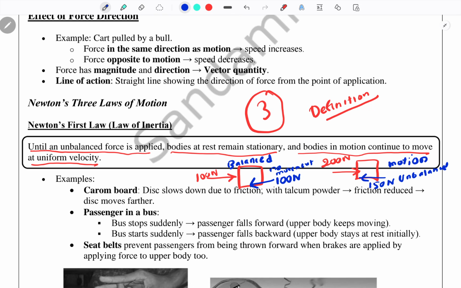You are giving 200, but this flow can only give 150 Newton. So what happened? This box starts to move in this direction. So this condition, 200 and 150, means there is an unbalance.